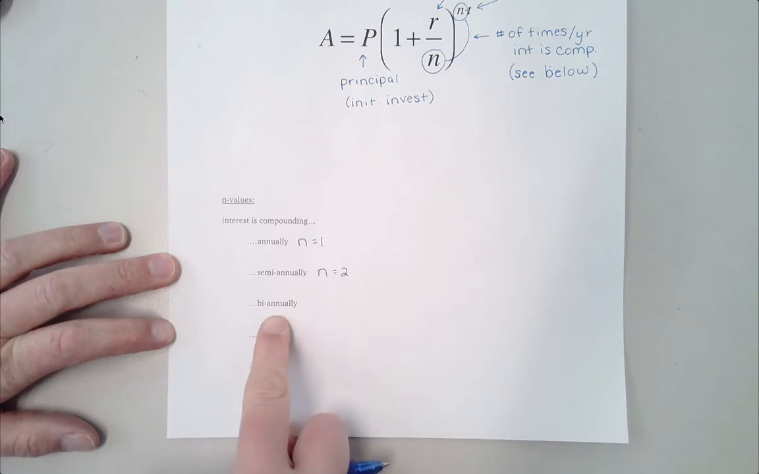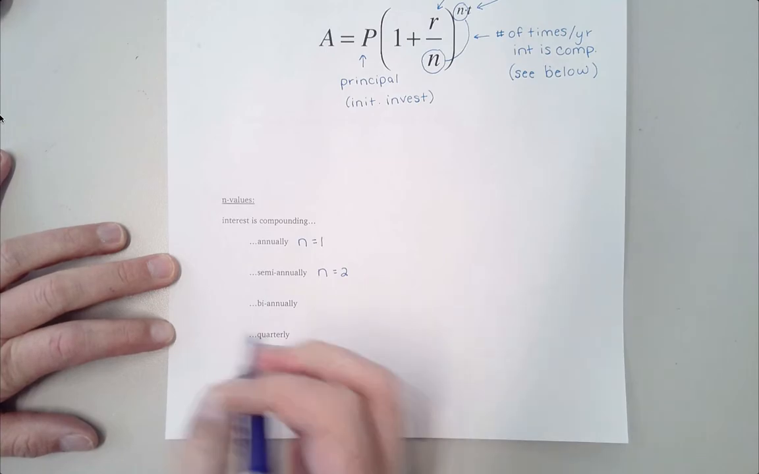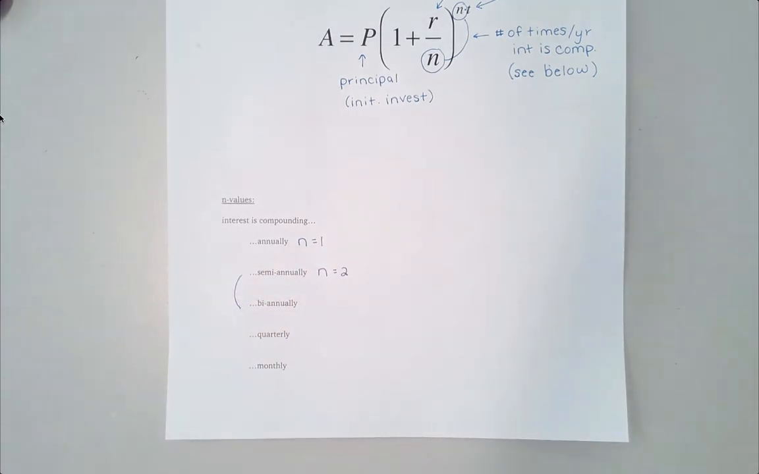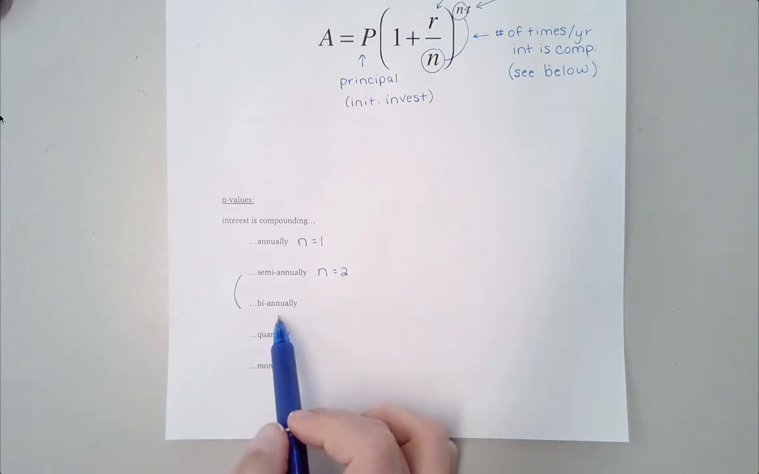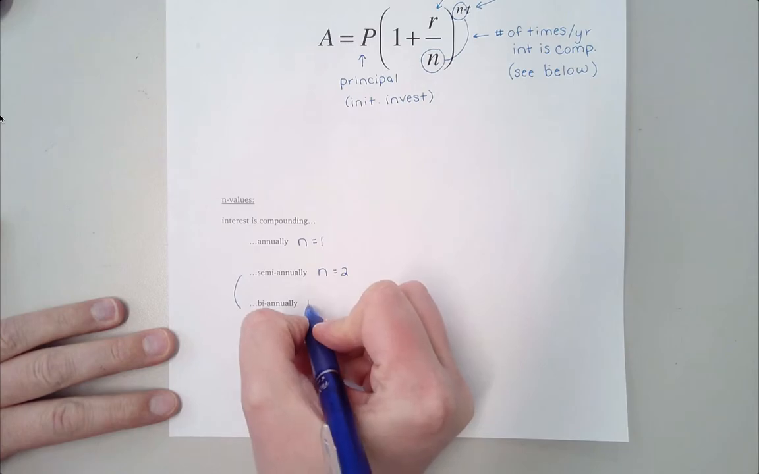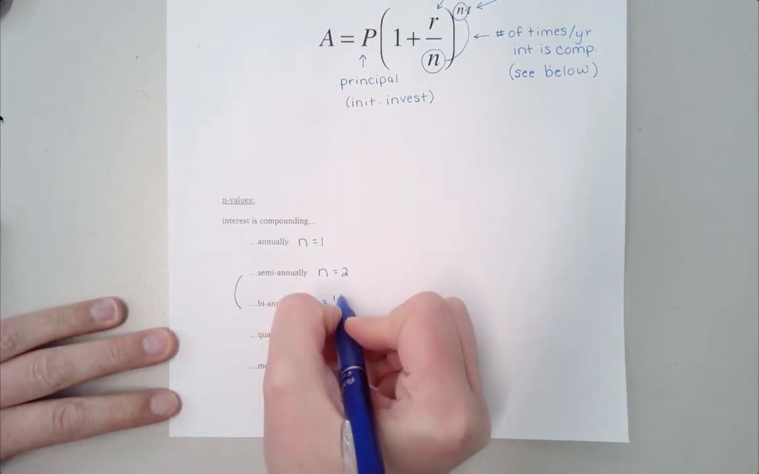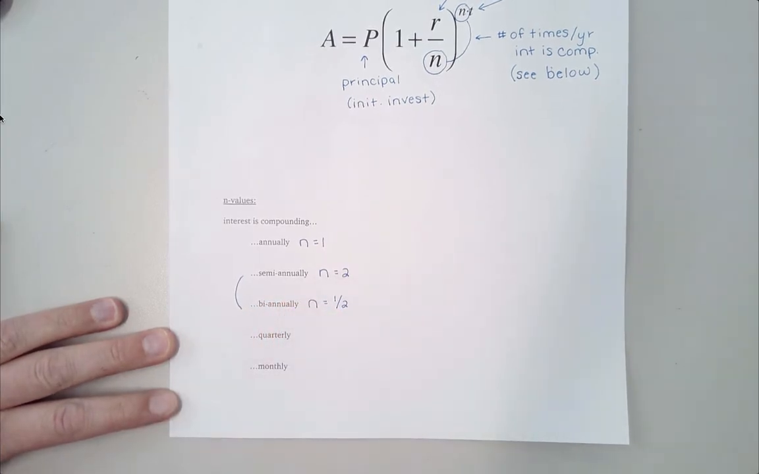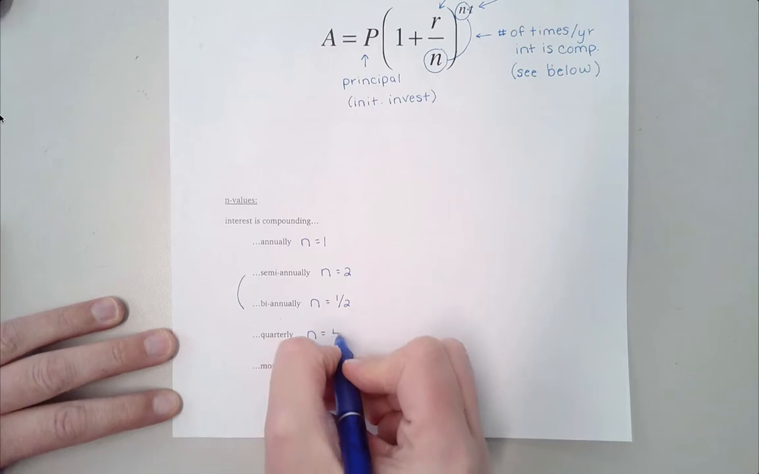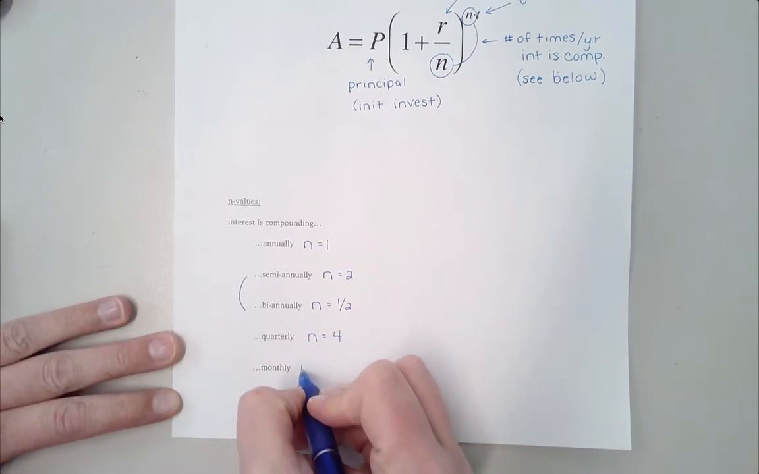Biannually really does not come up all that often. I don't know if I've ever seen it in one of these problems, but I put it on here so you can see the difference between semi-annually and biannually. Biannually means every 2 years, which means as far as how many times per year, we would say 1/2. That's the difference between semi and biannually. Quarterly would be 4 times a year, and monthly would be 12 times a year.